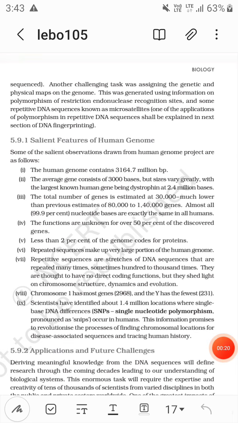Now, the salient features of the human genome: chromosome 1 has the most genes, that number is 2968, and the Y has the fewest genes, that is 231.